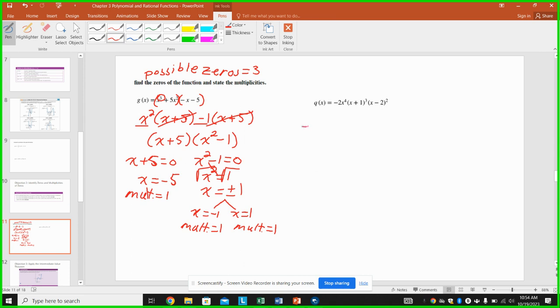So I take negative 2x to the 4th power, and I set it equal to 0. What's the first thing I would do? Divide by negative 2. And what's 0 divided by negative 2? 0. Then I would do what? I would quartic root it. Yeah, so technically it's just the 4th root. But what's the 4th root of 0? Just 0. So I get x equals 0.